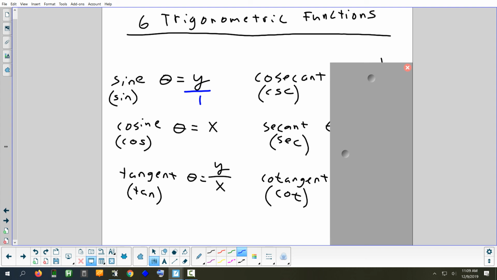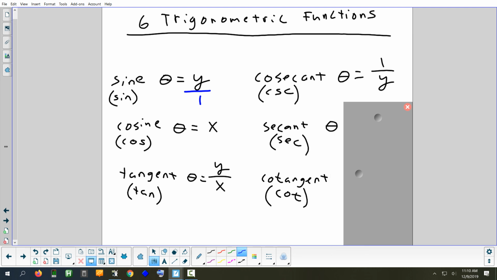Reciprocal means to do what with a fraction? Flip it. The sine is the y value. The cosecant is 1 over the y value. Cosine is the x value of a coordinate I'm going to show you how to find.